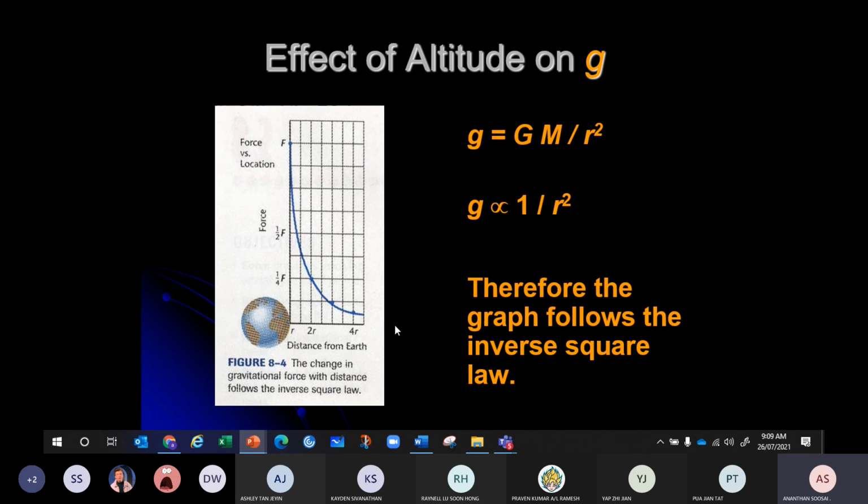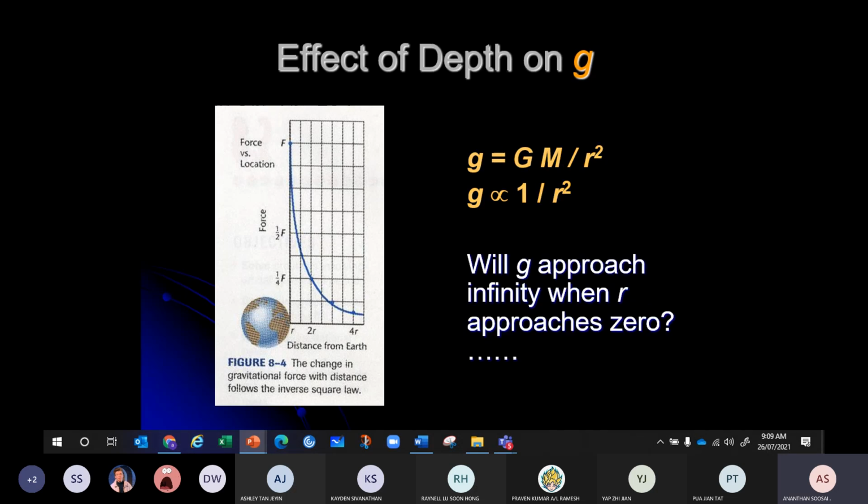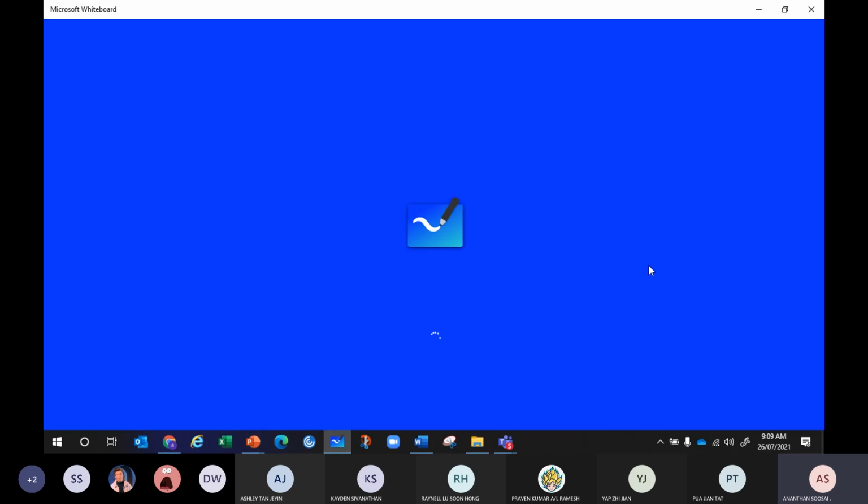So going out, gravity drops. Now going in, the effect of depth. Will g approach infinity when r approaches 0? I already told you, it's going to be 0. Why does the gravity go to 0 at the center of the Earth? The reason is this. You can imagine it like this.